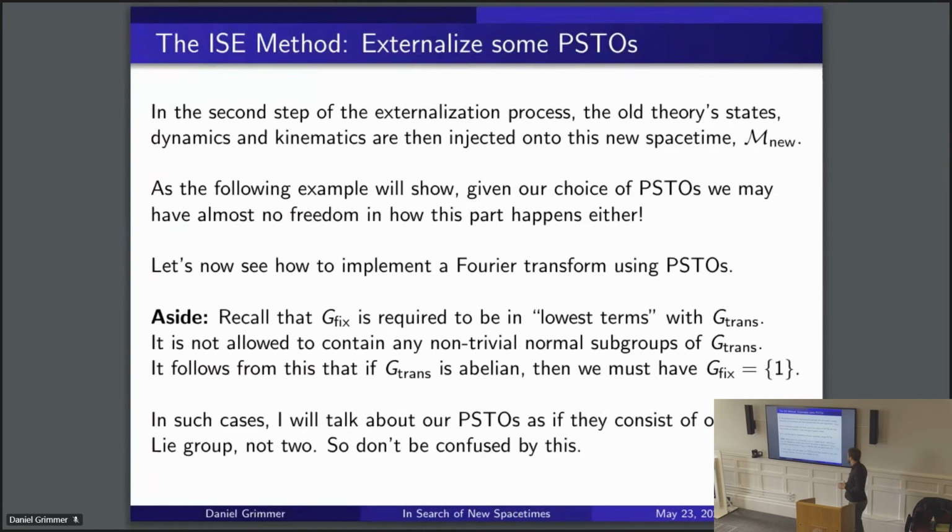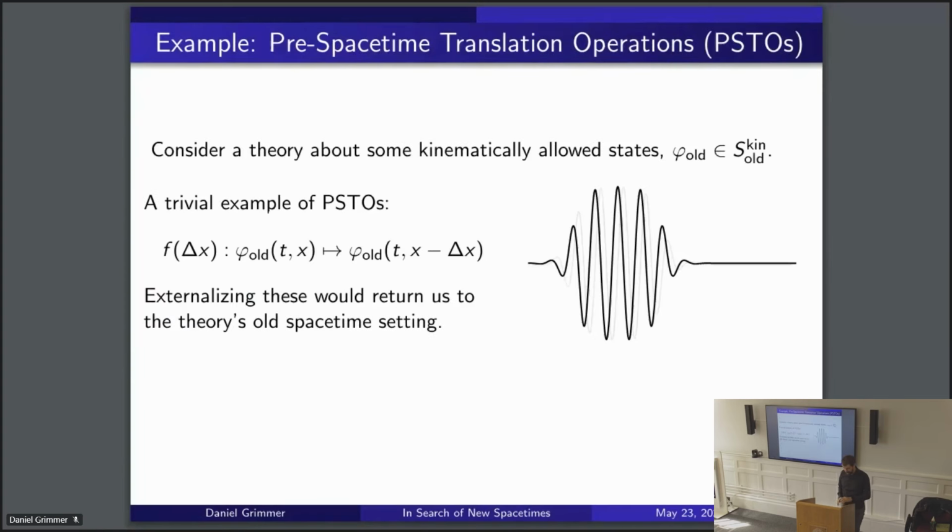Okay, just a very quick aside. That group in the denominator is required to be in lowest terms with the group in the numerator. And so if the group in the numerator is abelian, then all of its subgroups are normal. And this G-fix thing can't contain any non-trivial normal subgroups, so it's forced to be the trivial group. That's just a little fact. So when we're dealing with an abelian group of transformations, it actually seems as if our PSTOs are just one Lie group and not two. Okay, so I'm just going to talk about one group of PSTOs here.